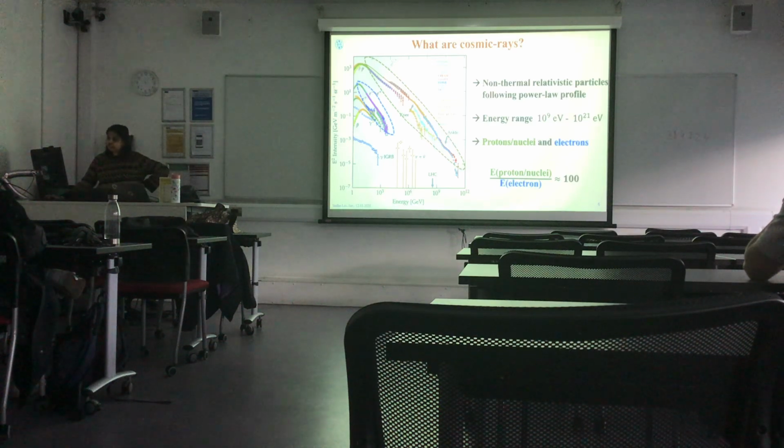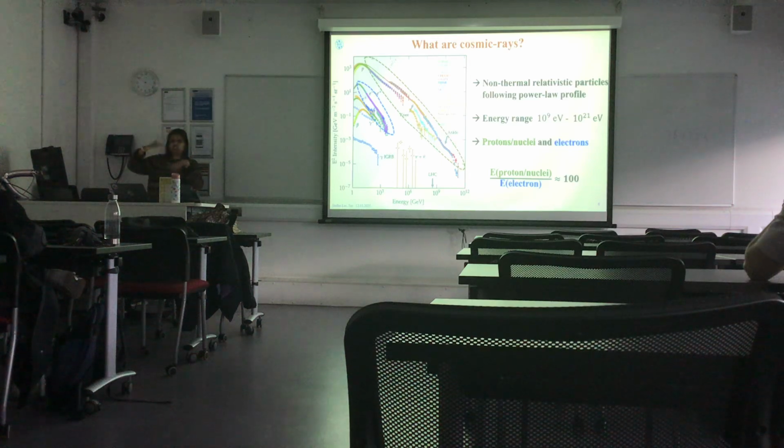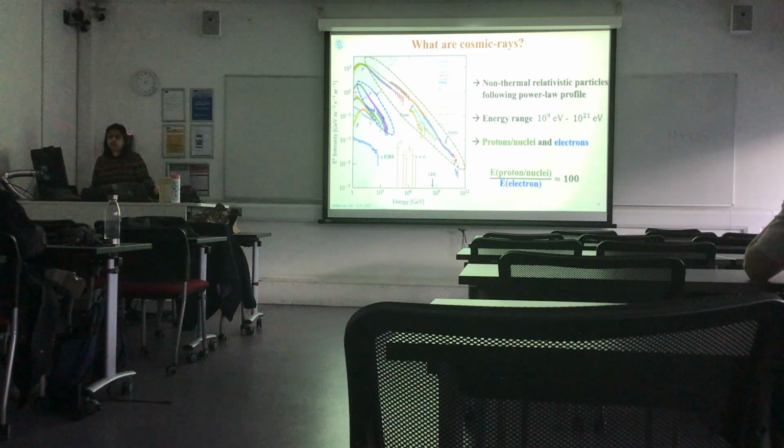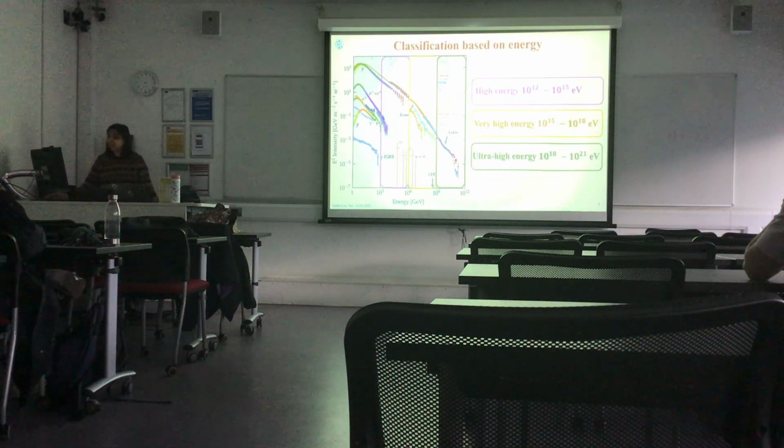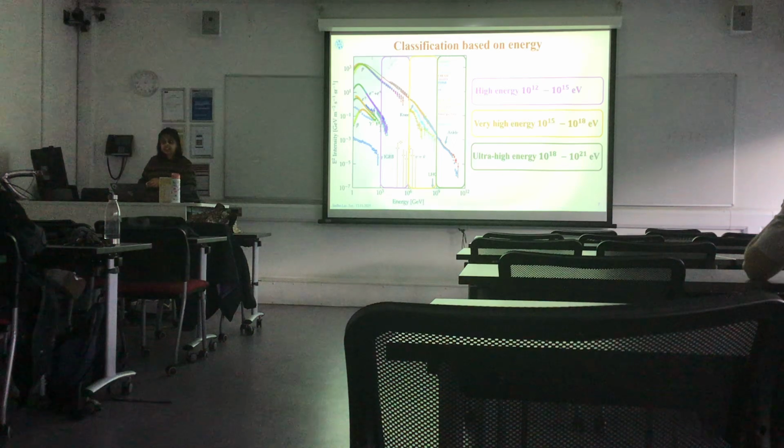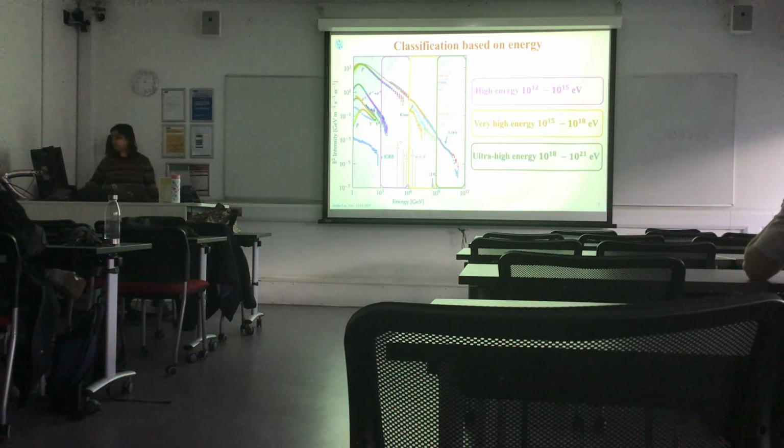What's interesting here is that this green ellipsoid is showcasing protons. The blue one is for electrons. And generally the ratio of protons to electrons that you observe is about 100 to 1. So for every electron that you see, you're seeing about 100 protons. That's roughly what cosmic rays are. And there is a very creative nomenclature for how we define cosmic rays. You have high energy, which is this pink band, then very high energy, and then ultra high energy.